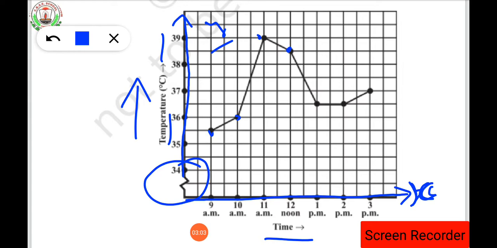Then at 1 p.m. the temperature is between 37 and 36, and at 2 p.m. the temperature is between 37 and 36. Clear everyone? And in the same way at 3 p.m. the temperature will be 37. So looking at this graph we have to answer the following questions. What is the first question we have in this? What was the patient's temperature at 1 p.m.?